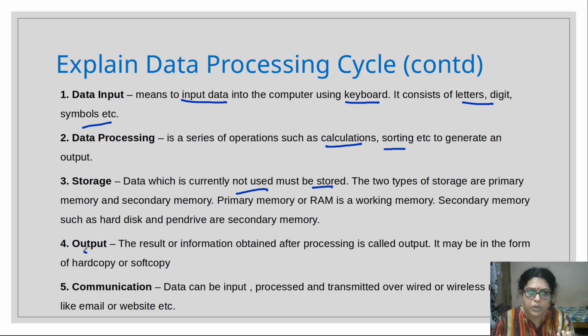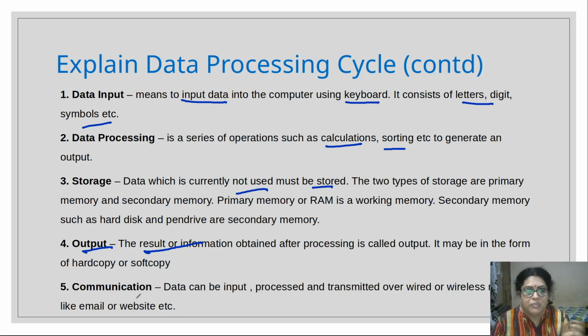And output. The word output means you always remember the result or information after processing is known as output. The output can be hard copy or soft copy. What do you mean by hard copy? Hard copy means your printouts, and soft copy is the files that you're going to store in the computer.